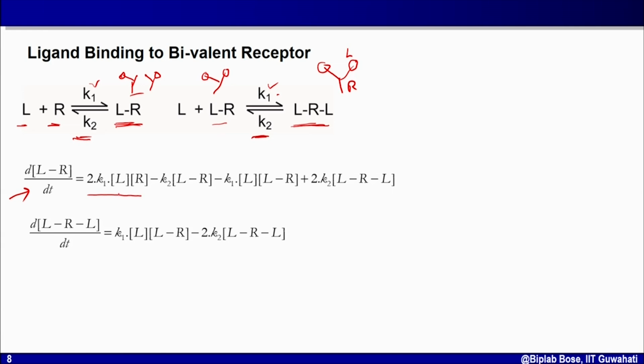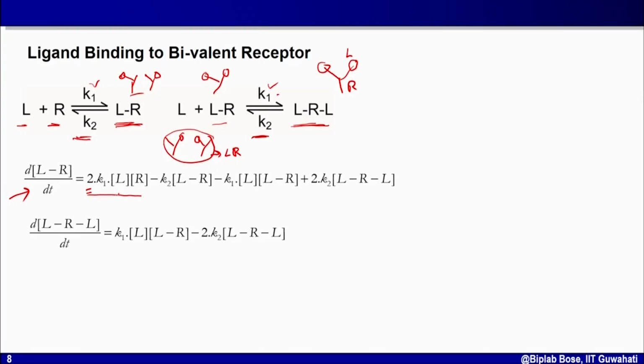L is the concentration of free ligand, R is the concentration of free receptor, and it is multiplied with K1. Now see, I have multiplied this whole thing with K2 because, as you have seen here, the ligand can come and bind here, give a product, and it can bind to the other arm also. Both of them are nothing but LR for us mathematically. So two processes can give rise to LR.